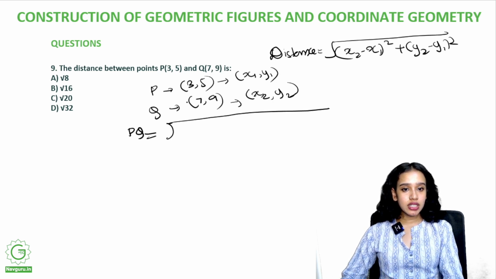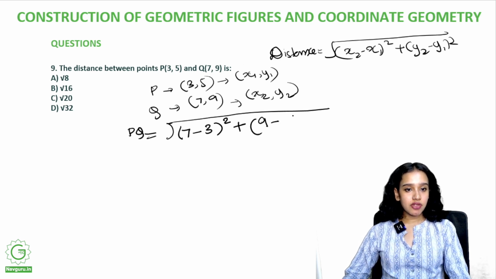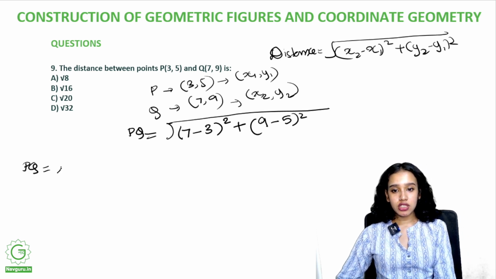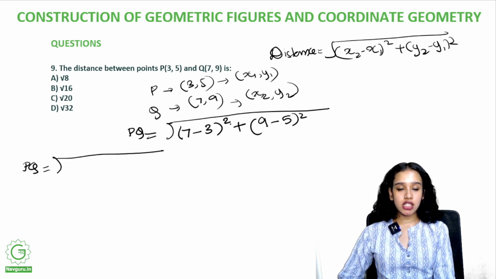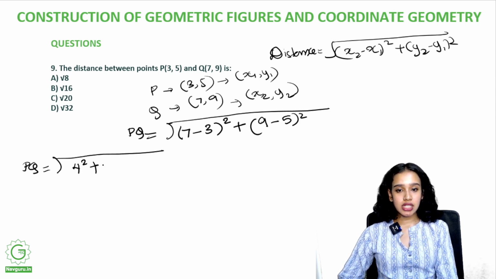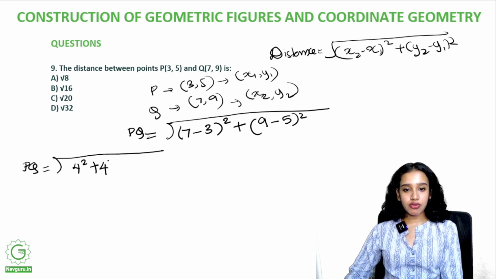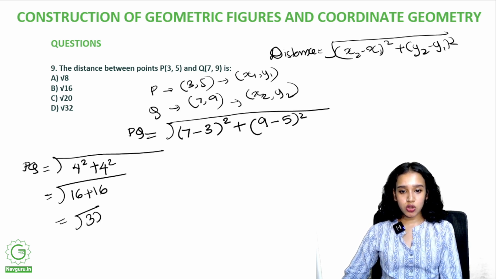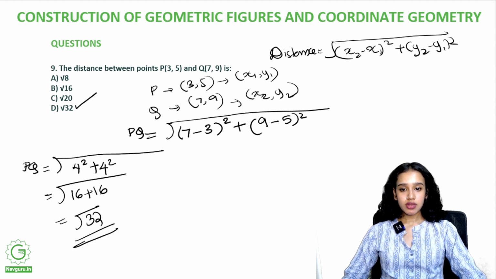So what is x2 here? It's 7. And what is x1 here? That's 3. So we have 7 minus 3 the whole square plus y2 is 9 and y1 is 5. So 9 minus 5 the whole square. So we have PQ is equal to root of 7 minus 3 is 4. So we have 4 square plus 9 minus 5 is also 4. Again 4 square. So we have root of 16 plus 16, and that is equal to root of 32. So the distance is root 32, right?